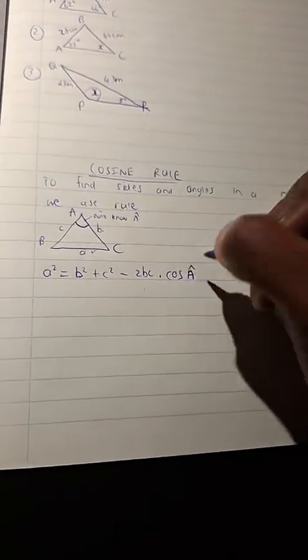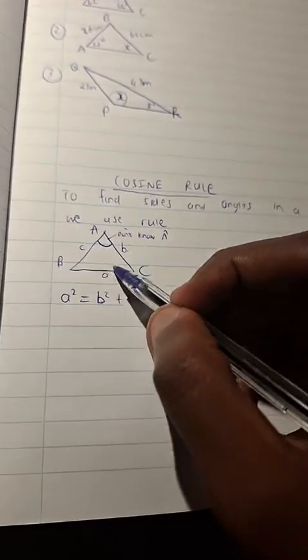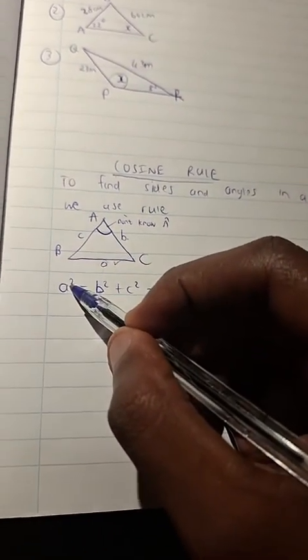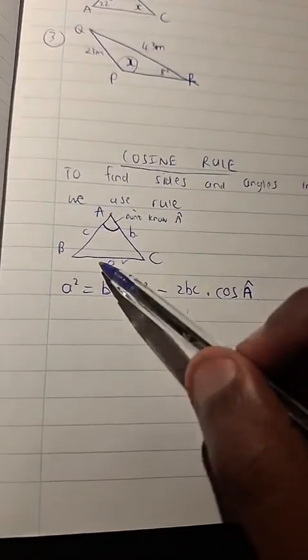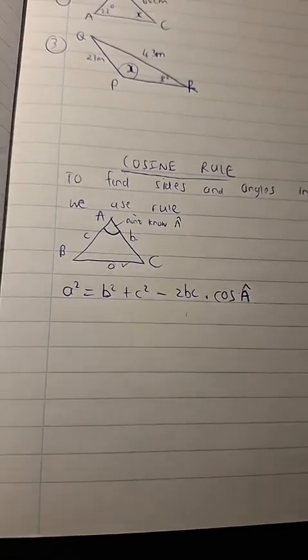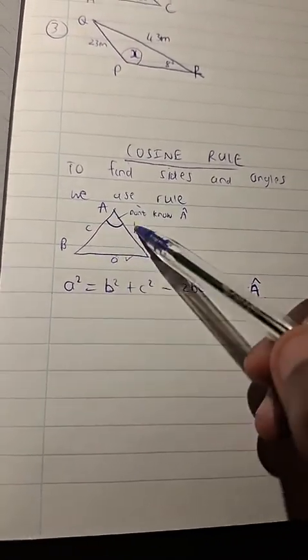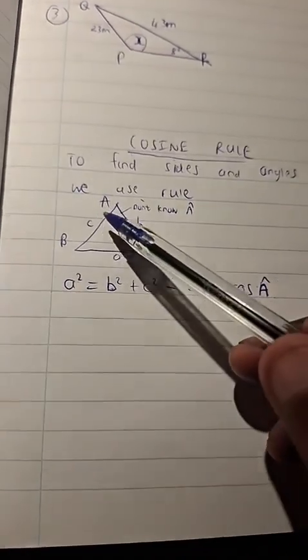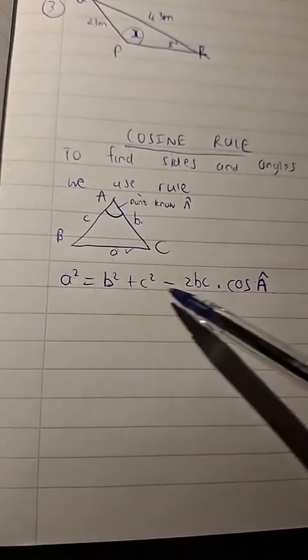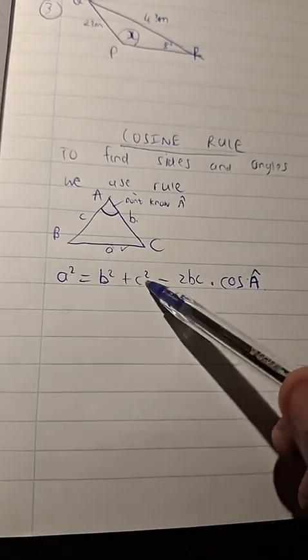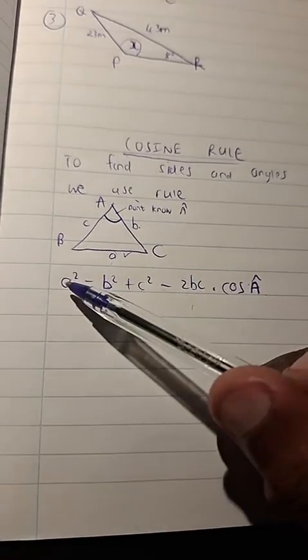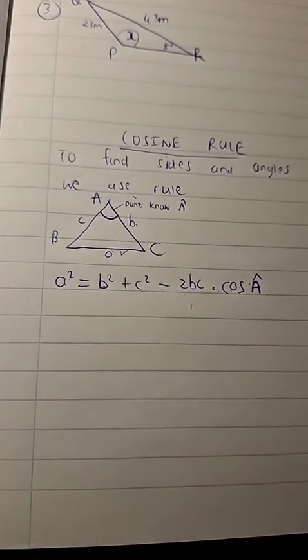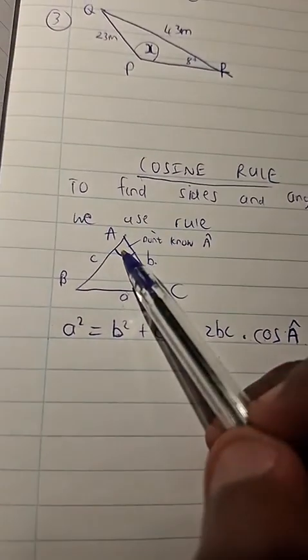So this angle A is always opposite the side that we write as the subject of the formula here, at least the subject squared. So A squared is equal to B squared plus C squared minus 2 times what? This B and this C. So whatever we wrote here is what we multiply by 2 here. And then we multiply by the cos of the angle opposite this side, which is cos of angle A. So that's the formula if A is what we don't know.